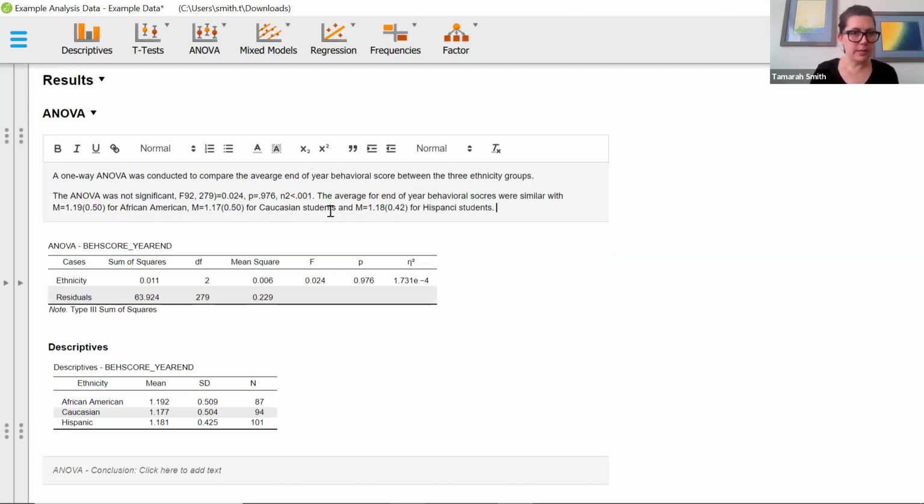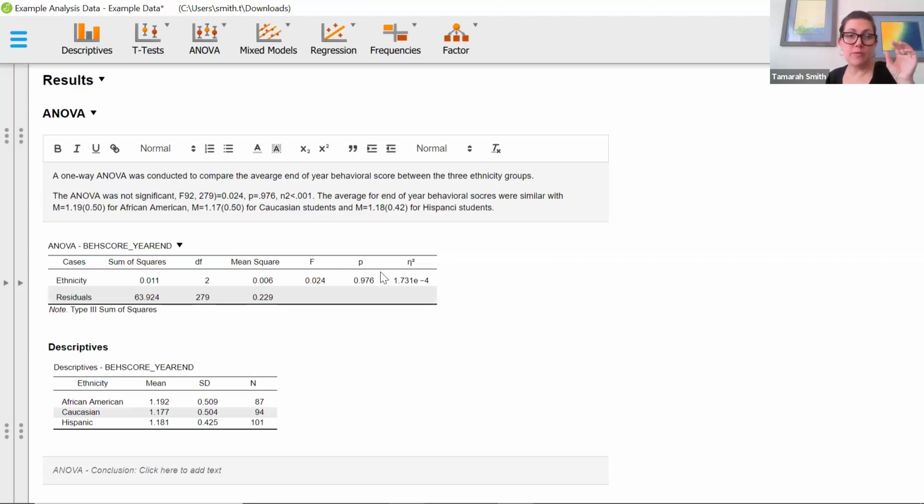It's almost like somebody made it up that way to give you a nice, pretty example. All right, here we go. What did I do? Why did I do it? I did a one-way ANOVA so that I could compare the average end of year behavioral scores between the three ethnicity groups. What did I find? It's not significant.